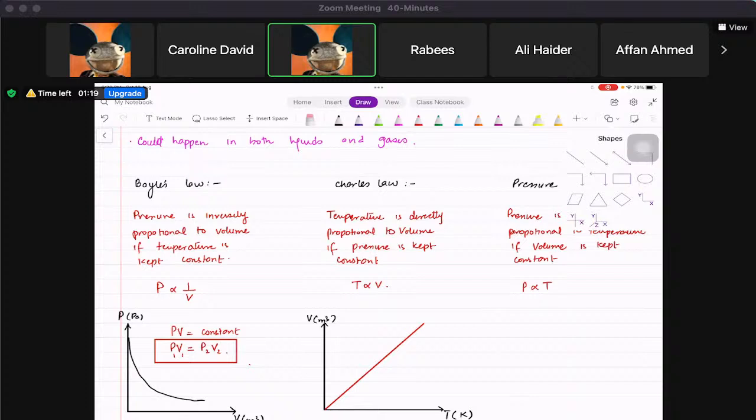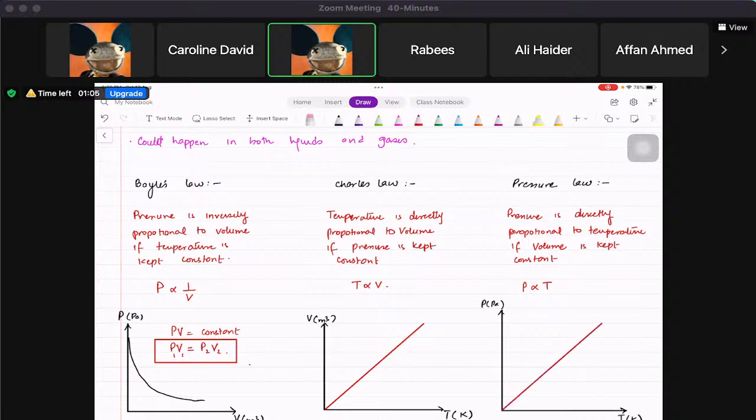if you make a graph, it would look like this: pressure in pascals, temperature in kelvins, and this would cause you to have something like this. Is it clear? Everybody, any questions here?